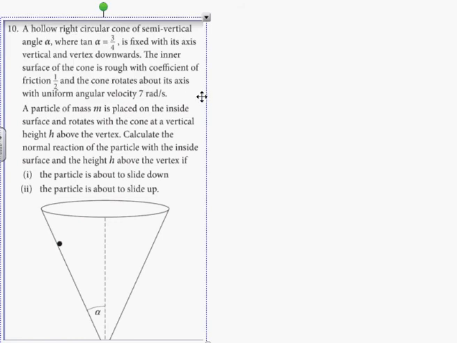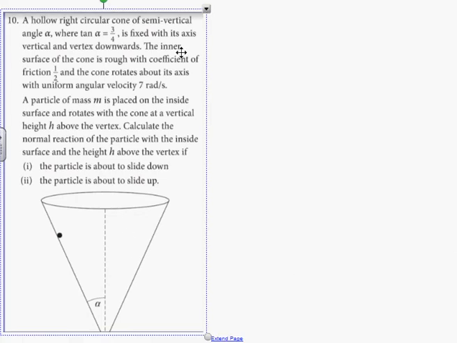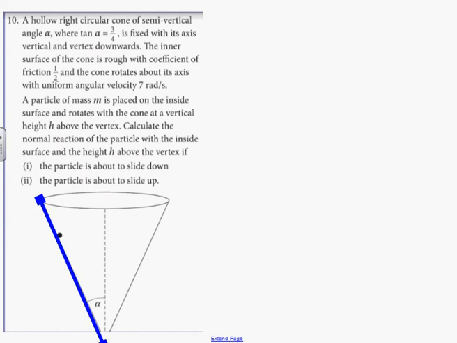So, a hollow right semicircular cone of semicircular angle alpha, where tan alpha is 3/4, is fixed with its axis vertical and its vertex downwards. Vertex downwards means the point of the cone is aiming downwards. Let me just finish off this cone. So you can see that's the bottom of the cone there.